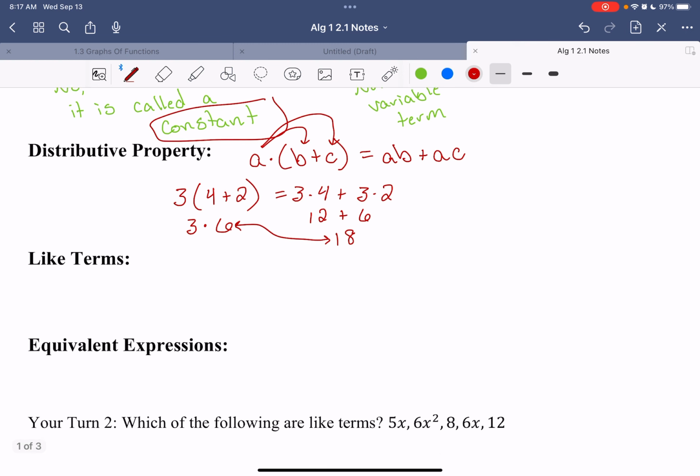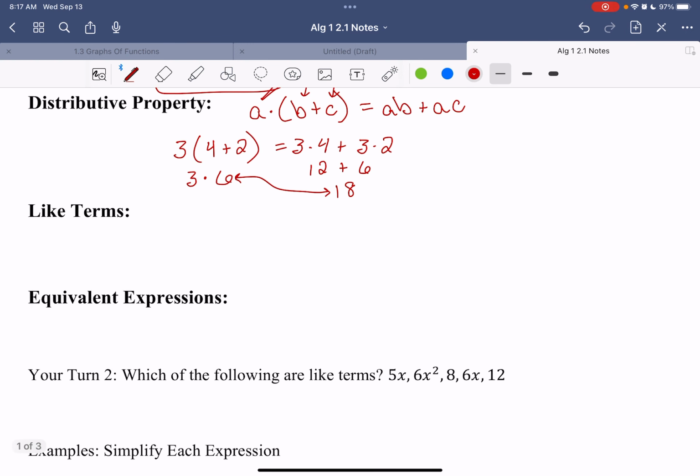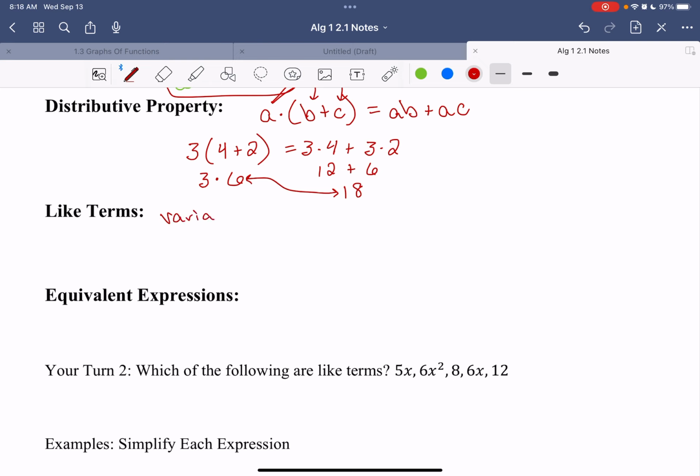Okay. Like terms, when it comes to simplifying these expressions, we have to be able to identify which terms are like or alike. Like terms are any terms whose variable and exponent parts are the same. Okay, so the term x and 6x are alike. And notice I don't use an equal sign. They're not equal. They're just alike.